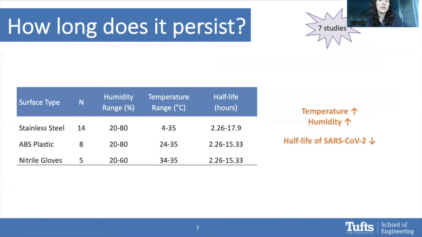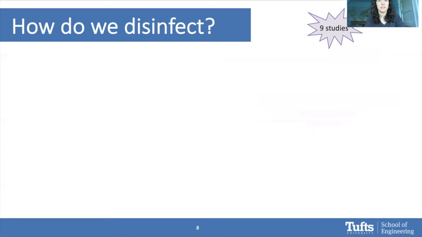And then looking at how long it persists from 7 studies, we can see a range of half-life across steel, plastic, and nitrile gloves. The key takeaway is that as temperature and humidity increases, the half-life of SARS-CoV-2 decreases. And then how do we disinfect?